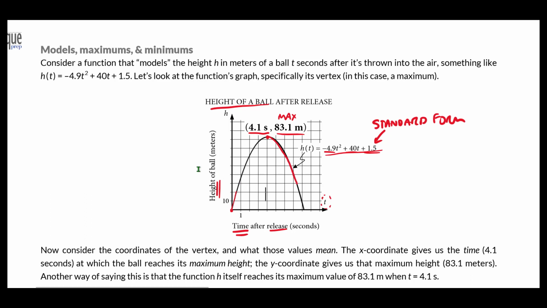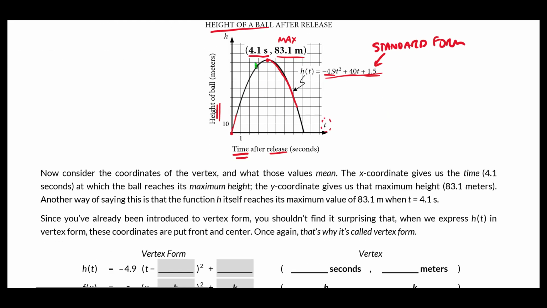Now, in terms of the coordinates of the vertex, well, we just talked about what those values mean. The x-coordinate, that 4.1 seconds, is the time after release that we reach our maximum height, and that maximum height, of course, is the 83.1 meters. So that is the maximum height. It is also, I'm going to jot this down up here, the maximum value of our function h, or h of t, whatever you want to call it. So that is the maximum value of h. The maximum value of h is analogous to the maximum height.